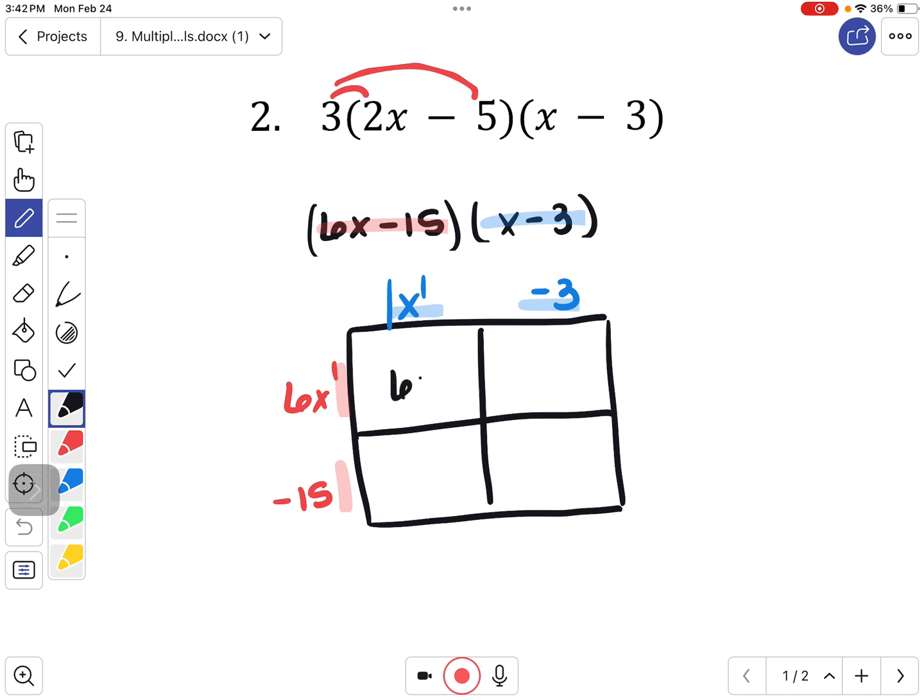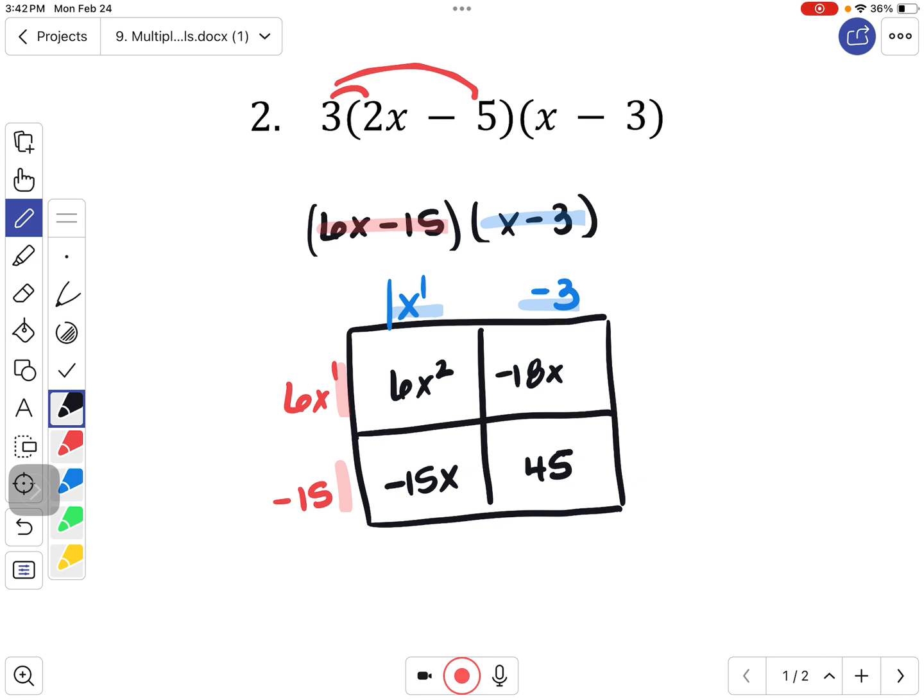That's going to give me a 6x squared. Okay, if I do my bottom left box, negative 15 times 1 is going to give me a negative 15, and it's a 1x, so I'm going to throw that x in there. And now I'm on my top right, negative 3 times 6x is going to give me a negative 18x. And now my bottom right, negative 15 times negative 3, that's going to give me a positive 45.